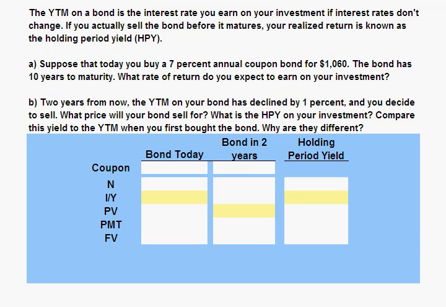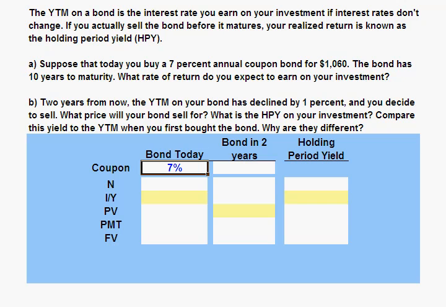The yield to maturity on a bond is the interest rate you earn on your investment if interest rates don't change. If you actually sell the bond before it matures, your realized return is known as the holding period yield. Suppose that today you buy a 7% annual coupon bond for $1,060.